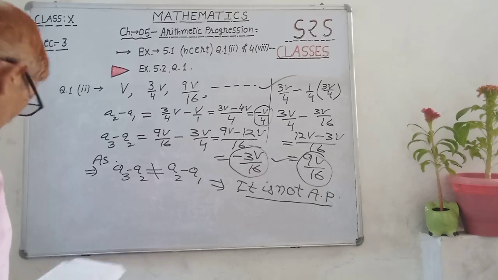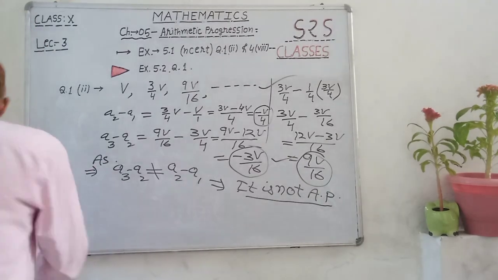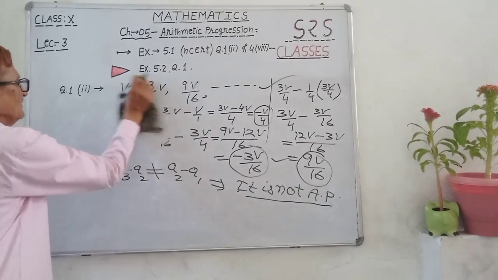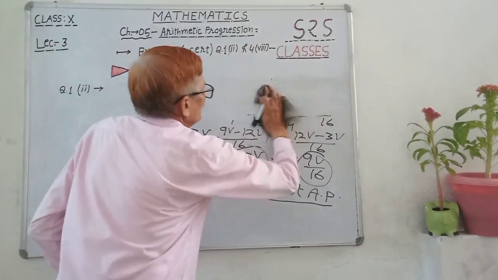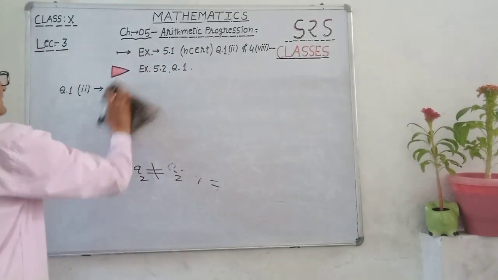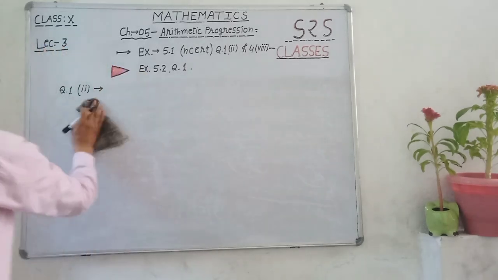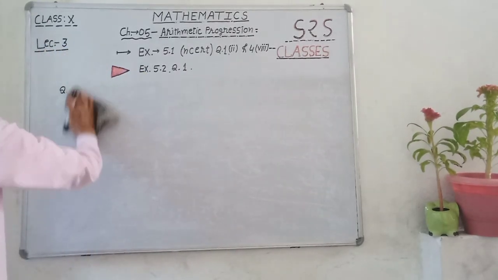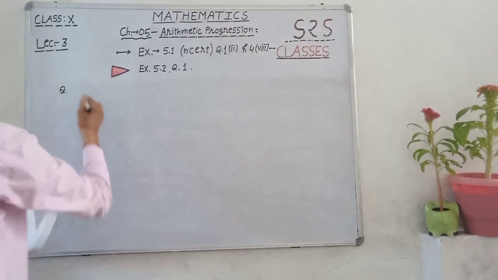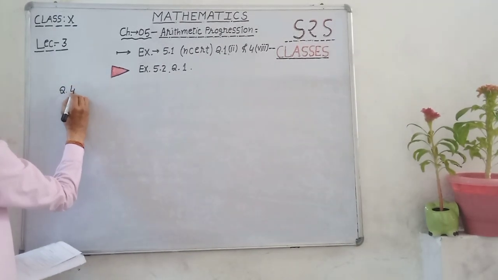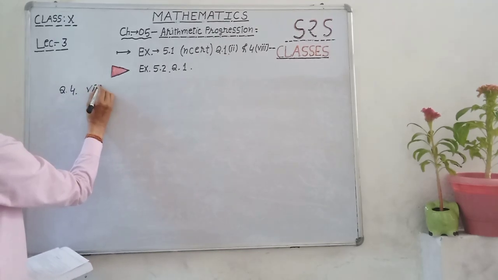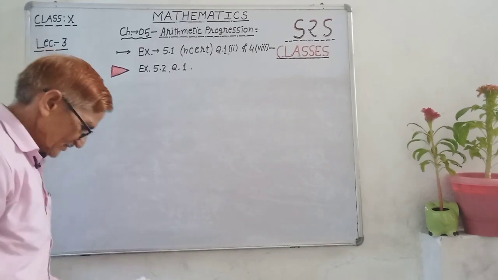Now question 4, 8th part. After this, done? Then the 8th part of question number 4, exercise 5.1, and then forward we have to do. Question 4, 8th part. What is the 8th part of question 4?